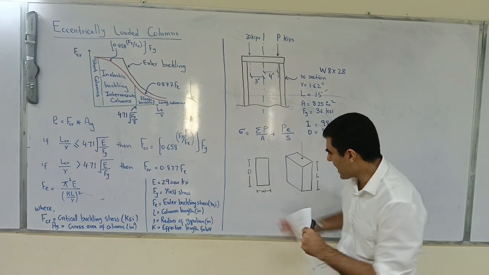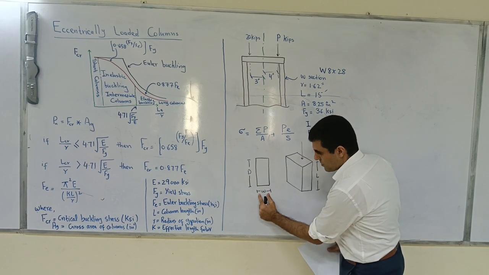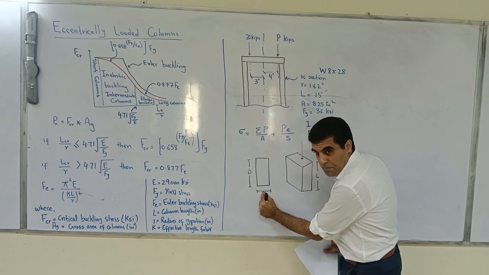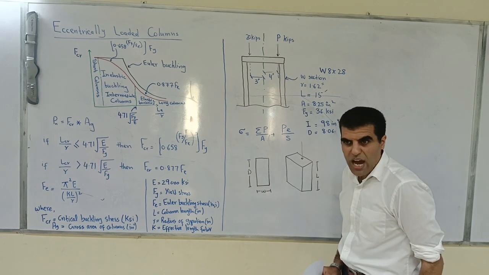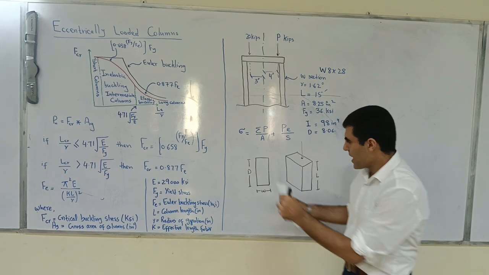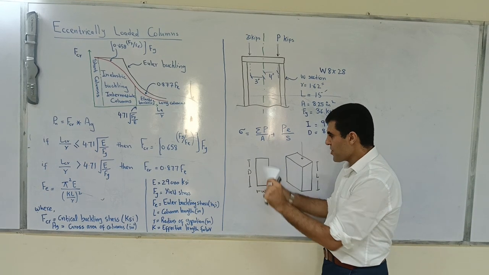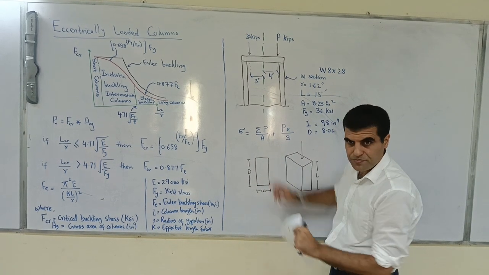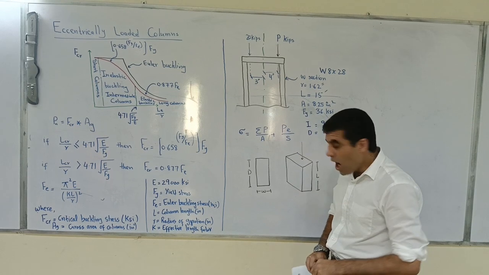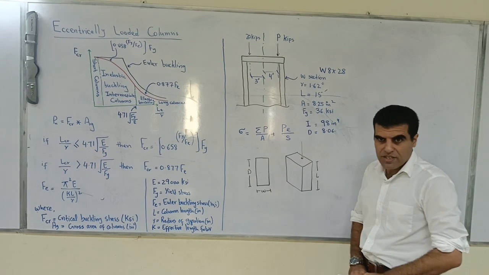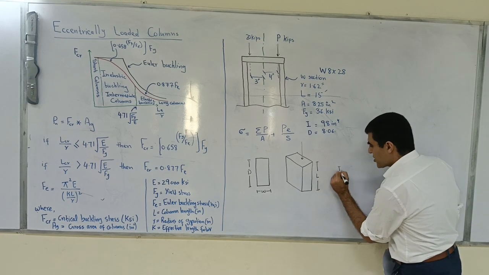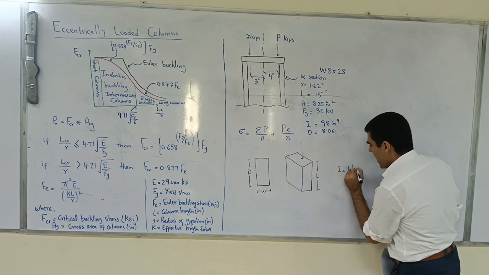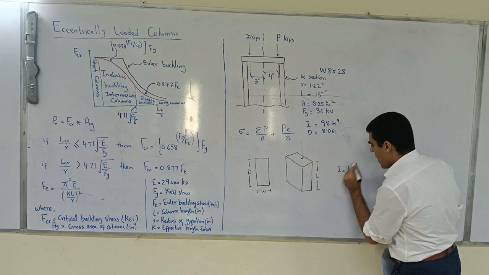So if I keep on reducing this W, what will happen? It will buckle out of the plane like this. So why is it buckling out of the plane? Why is it not buckling in this direction? Because of the moment of inertia. This is a function of moment of inertia. Moment of inertia, I is equal to BH cubed by 12.